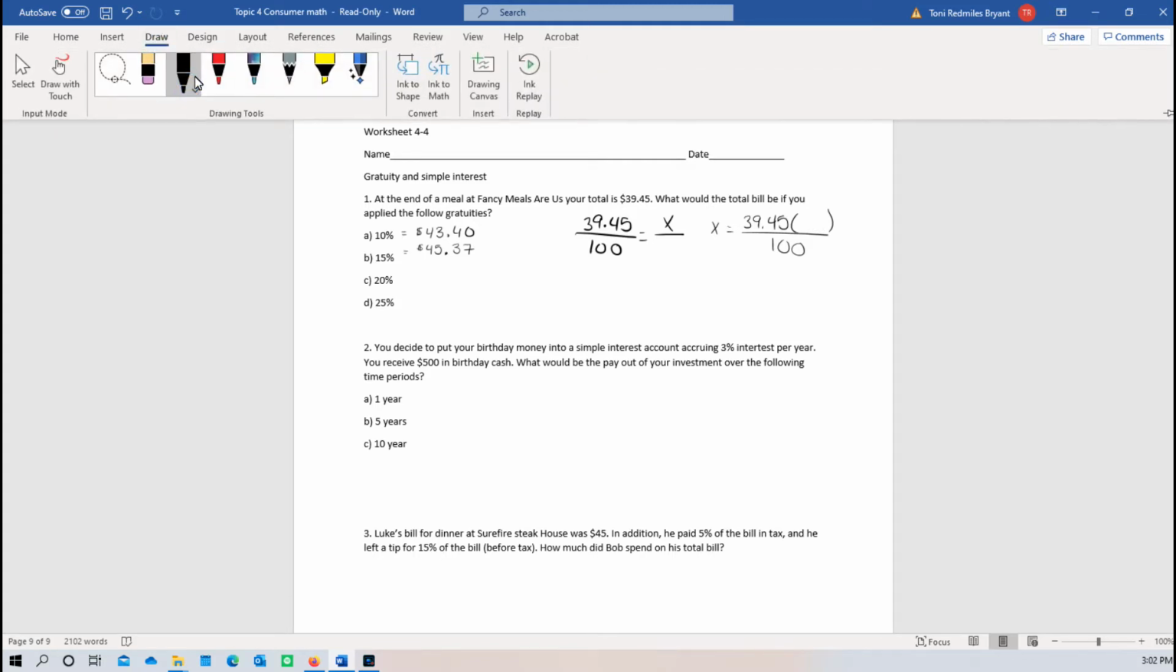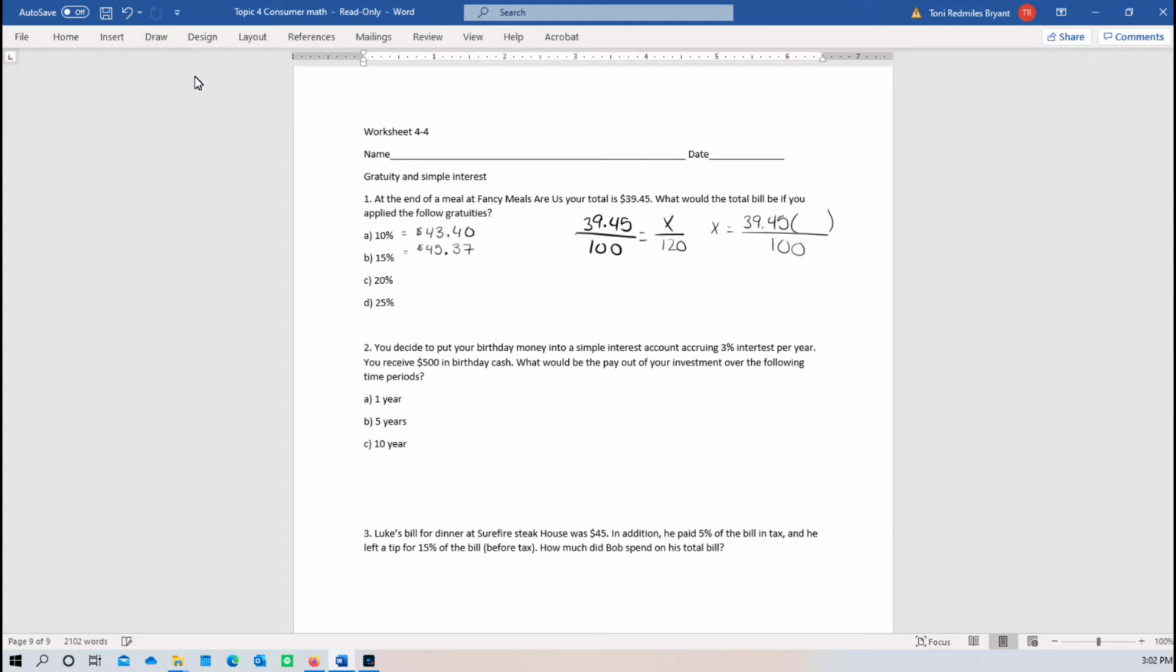All right, so now let's do 20%. So now I'm going to pay 120% for my meal. And if I do that multiplication on the top and then divide by that 100, this time I'm going to get that my total bill is $47.34 on the nose. Last one, let's go ahead and do it when we're going to pay 125%.